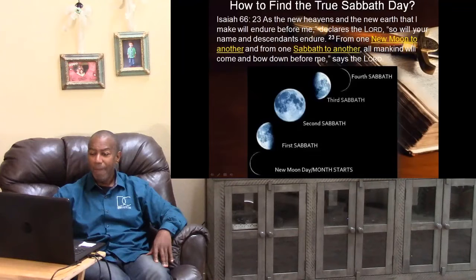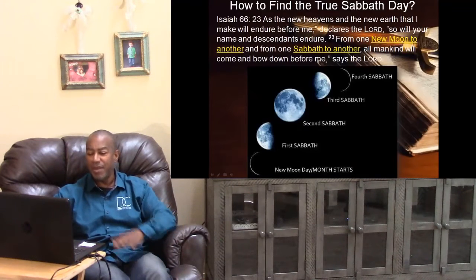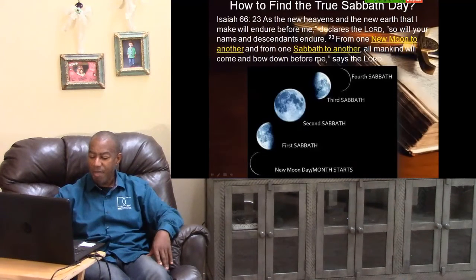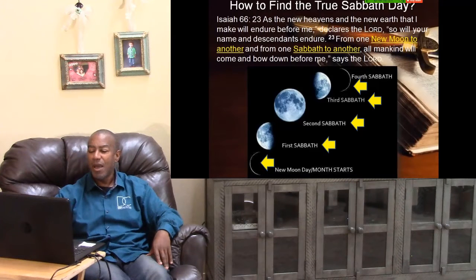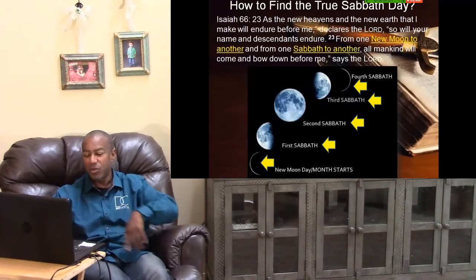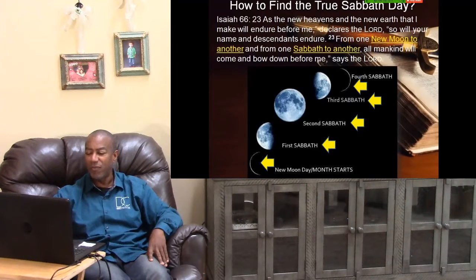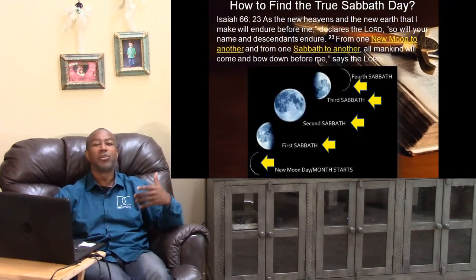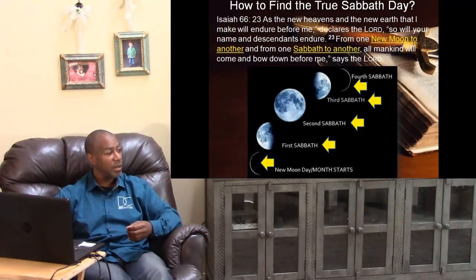And so the way you find the true Sabbath day, you spot the new moon, and that's the first Sabbath. It looks like that. The second, third, and fourth Sabbath looks like that. It's the new moon, first Sabbath, second, third, and fourth. That's how the Sabbaths are. So you need to know this information from this point on.